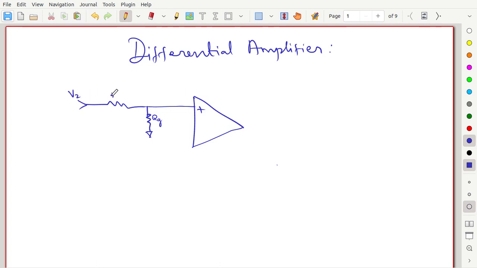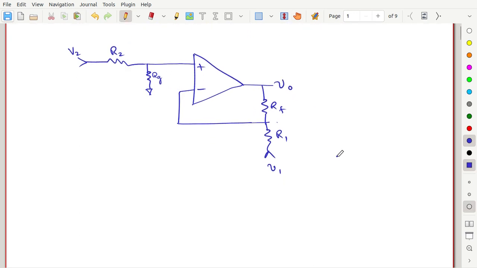And this is R2. So the inverting input is given through a feedback network. And this is where the inverting input is given. V1. This is the feedback resistor, and this is R1. Here we have the V0.